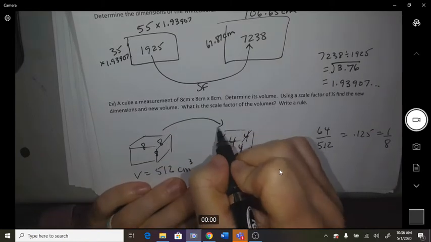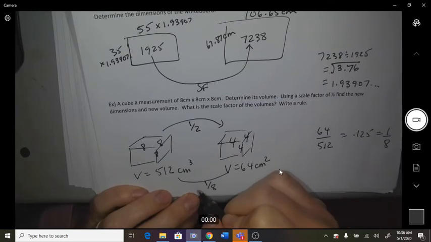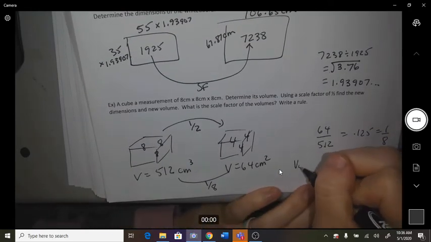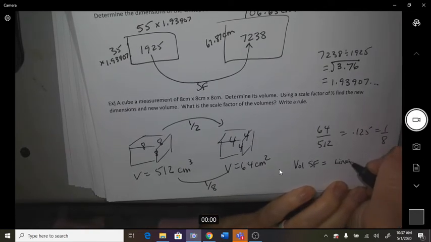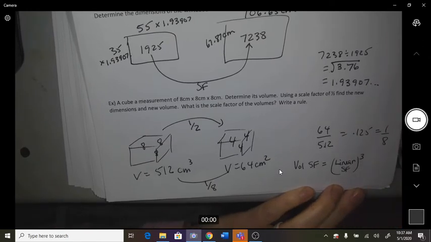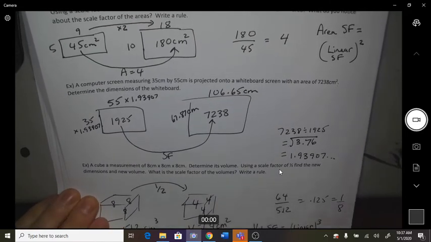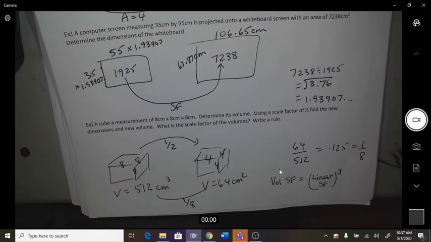Okay, so these had a scale factor of 1/2 and these had a scale factor of 1/8. So what is the rule? The volume scale factor equals the linear scale factor cubed. Okay, just like up here, this area scale factor was the linear one squared. Now we're cubing it.